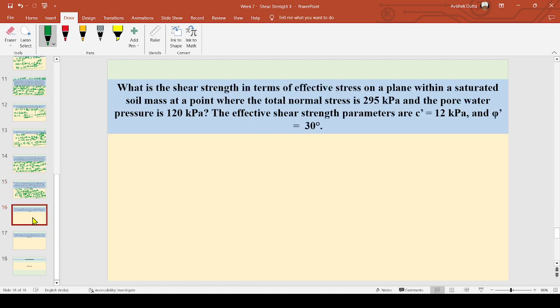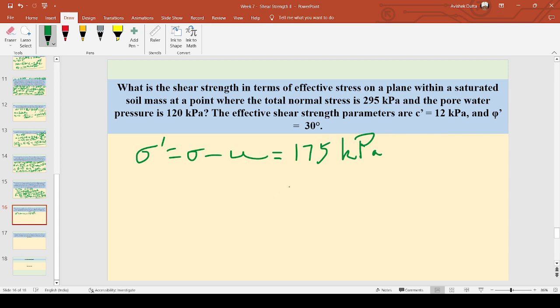Next question. Okay, shear stress in terms of effective stress. Yes. So the effective stress is the total stress minus the pore pressure, which is 295 minus 120, and gives us a value of 175 kilopascal. Hope it is clear.